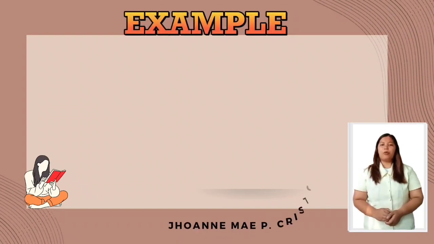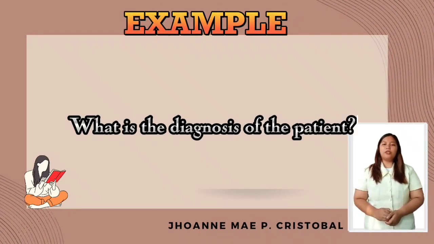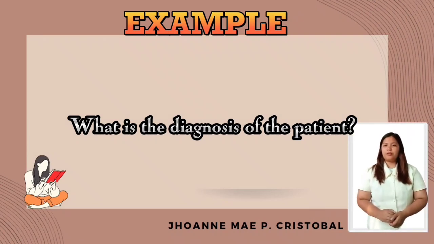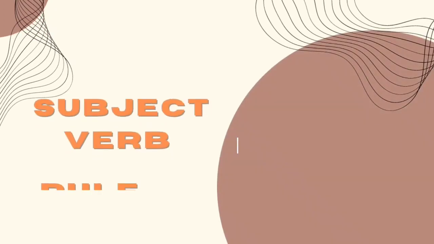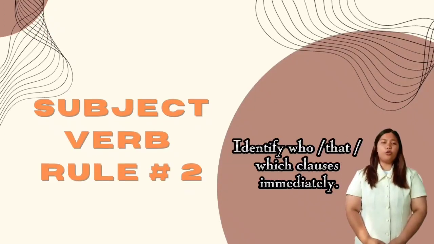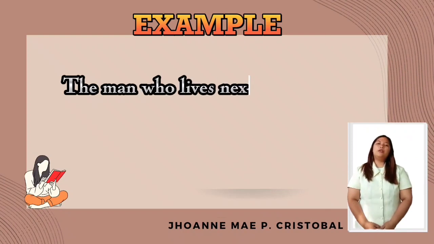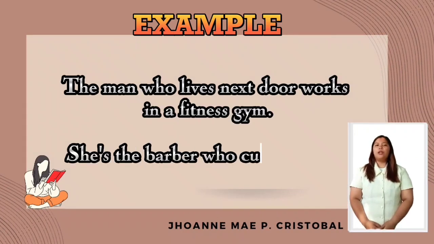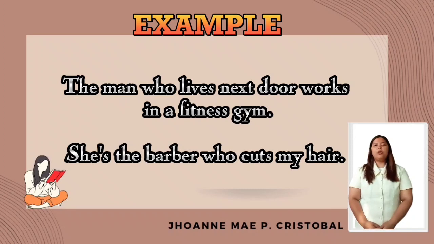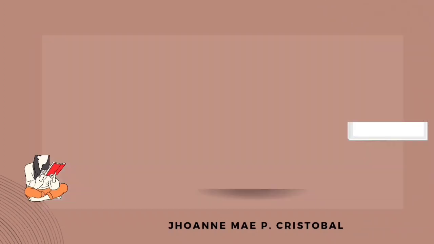For example, what is the diagnosis of the patient? What are the diagnoses of the patients? Identifying who, that, which clauses immediately. For example, the man who lives next door works in a fitness gym. She's the barber who cuts my hair.